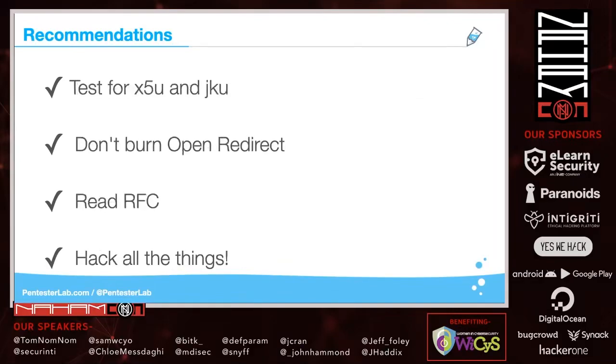Enforce the algorithm. Test for X5u and JKU if you're doing bug bounty, because even if an application is not using them, the underlying library may, and you may be able to bypass authentication or at least get a server-side request forgery inside the infrastructure. Don't burn open redirect, because they can be used to chain vulnerabilities together and for example, bypass authentication if you're leveraging the open redirect to fetch a JWT. Read RFC because that's the source of truth, and hack all the things.